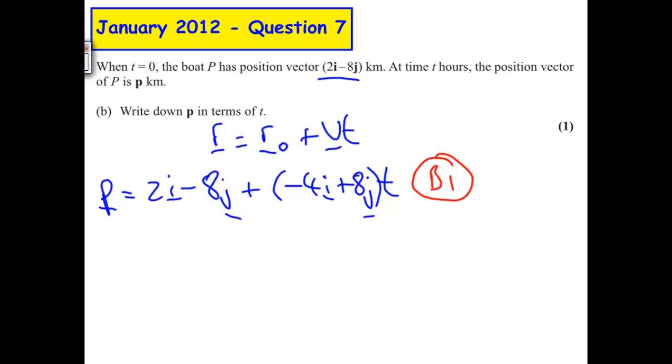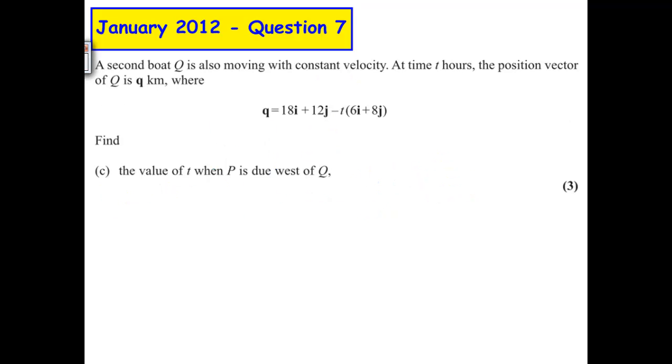Okay, so for part C, it says a second boat, Q, is also moving with constant velocity. And at time t hours, the general position vector of Q is given by this lowercase q, and that's 18i plus 12j minus t times 6i plus 8j. And what we have to do is find the value of time, value of t, when P is due west of Q. So if you were to imagine P being due west of Q, P would be here and Q would be here.